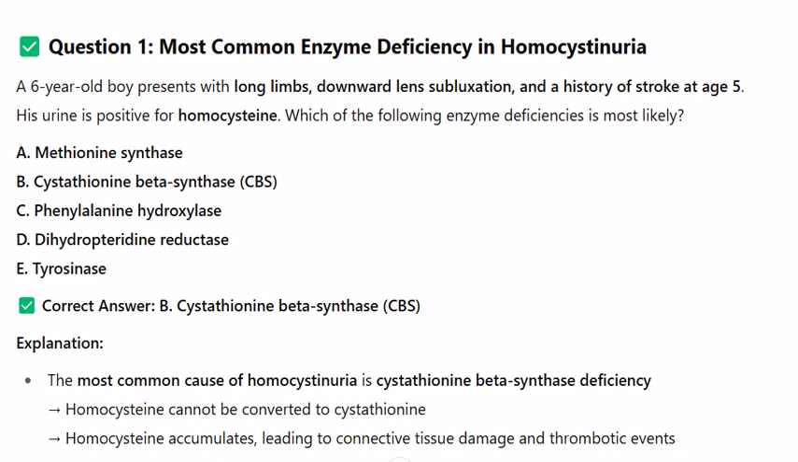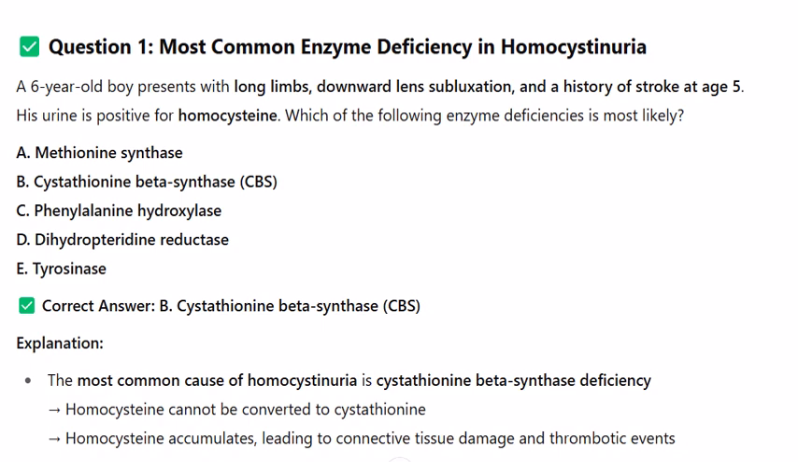A. Methionine synthase. B. Cystathionine beta synthase, CBS. C. Phenylalanine hydroxylase. D. Dihydropteridine reductase. E. Tyrosinase. Correct answer: B, cystathionine beta synthase, CBS. Explanation.